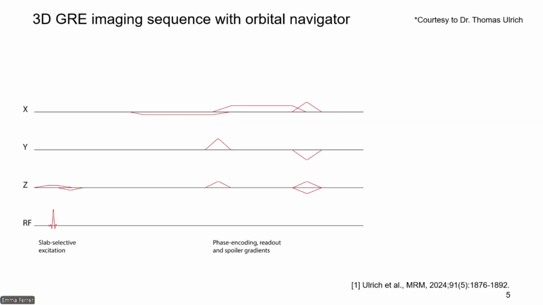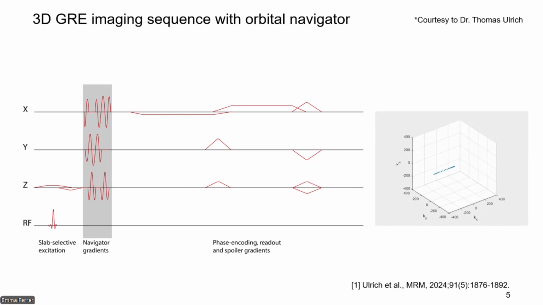This is a standard 3D gradient echo sequence where we insert the navigator between the slab selective excitation and the imaging gradients. And you see these wiggly sinusoidal shapes there. It takes about 2 to 3 milliseconds usually. On the right, you see the K-space trajectory that this is following. We acquire 3 orbits coming from the K-space center out on a radius of usually 400 radian per meter, and then driving around the 3 orbits.